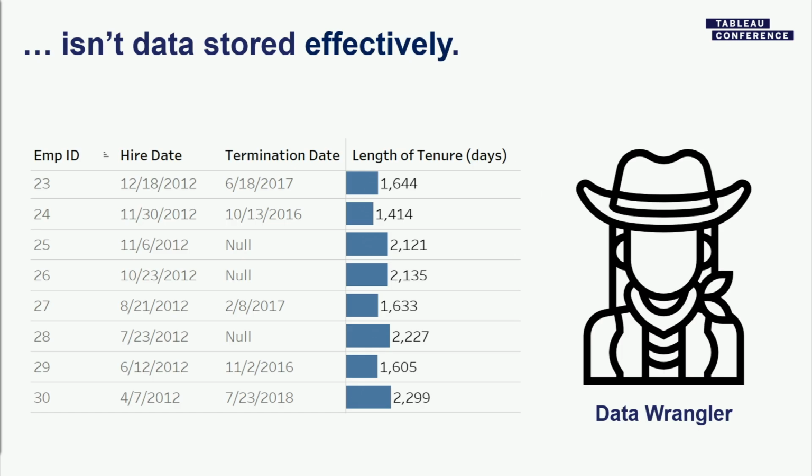So in order to do that, we will need to scaffold. And so this time, you'll see in this data set, we still have the employee ID, hire date, and termination, but now we have a bar telling us the length of tenure in days, and that's where the scaffold and the dim date table really comes in.